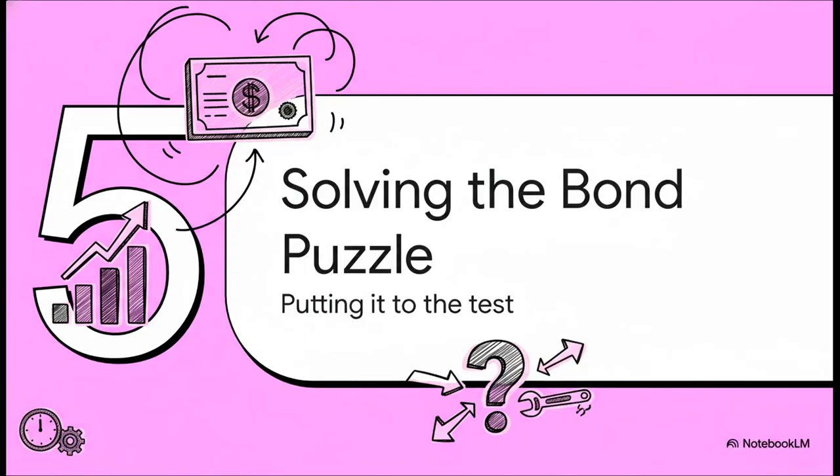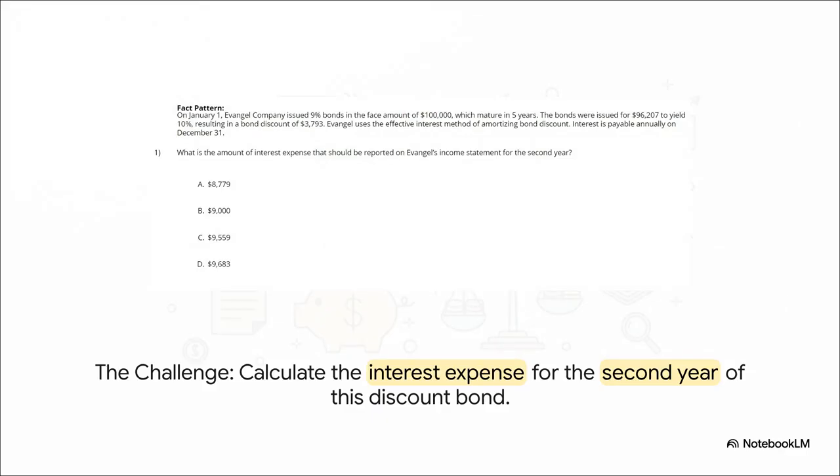All right, that was a whole lot of theory. Let's make this really concrete. We're going to take a problem straight from our source material and we're going to solve it together, step by step. Let's do it. Okay, here's the setup. Evangel Company issues $100,000 of 9% bonds, but the market rate at the time is 10%. So naturally, they sell it at a discount for $96,207. Now the big question is, what is the interest expense that Evangel should report for the second year?